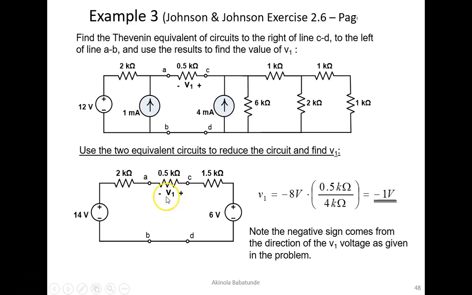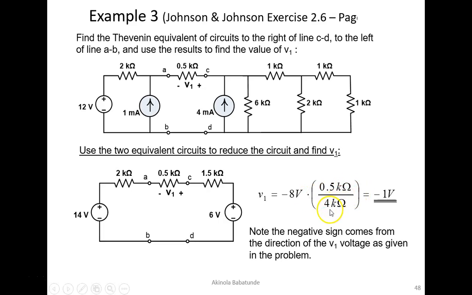To find V1, we apply the voltage divider rule. Since we have plus here and negative here, we have minus V1 equal to Vs, which is now 8, multiplied by the resistance across V1, which is 0.5 kilo ohms, divided by the equivalent resistance, which is 4 kilo ohms. Don't forget, it's going to be minus V1 because of this polarity. Do you see this polarity here? So it's minus V1 equal to 8 multiplied by 0.5 kilo ohms divided by 4 kilo ohms.